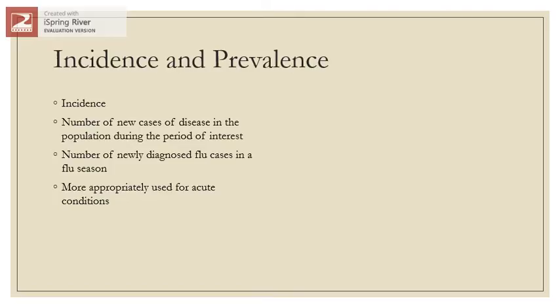Incidence is more appropriate for acute conditions. Acute means something that comes and goes. It doesn't last. So the flu, for instance. You get the flu, eventually you get over the flu, and then you don't have the flu anymore. Whereas something like multiple sclerosis is not an acute condition, that's a chronic condition. So number of new cases, incidence, that's appropriate for acute conditions.